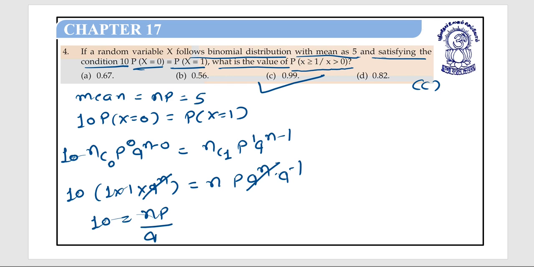Okay, so here first again I will repeat the whole question. If a random variable x follows binomial distribution with mean as 5, so mean is given, mean is equal to np, and satisfying the condition p of x is equal to 0 is equal to p of x is equal to 1, what is the value of probability x greater than or equal to 1 divided by x greater than 0?